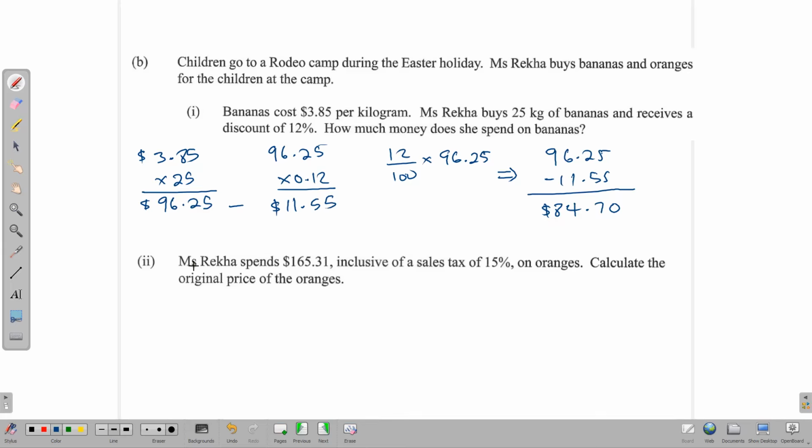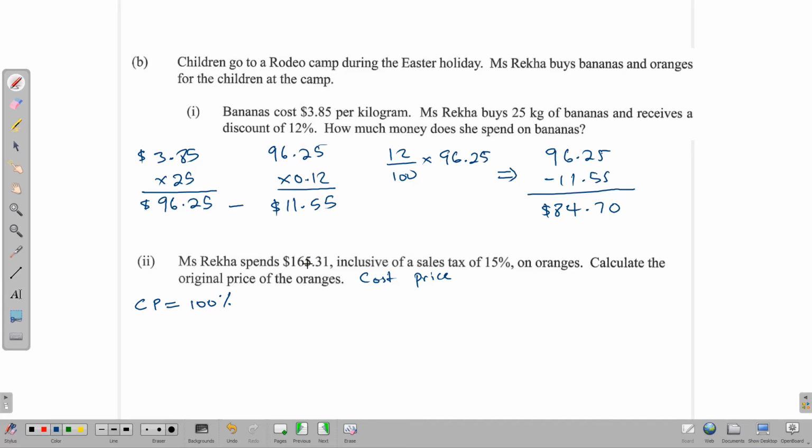Second part of the question here says that $165.31, inclusive of a sales tax of 15%, was spent on oranges, and we have to calculate the original price of the oranges. Original price here meaning that we want the cost price. Now, something that you should know and remember is that the cost price is always 100%. Now, your sale price can be 100% plus a profit margin or a tax, or 100% minus a discount.